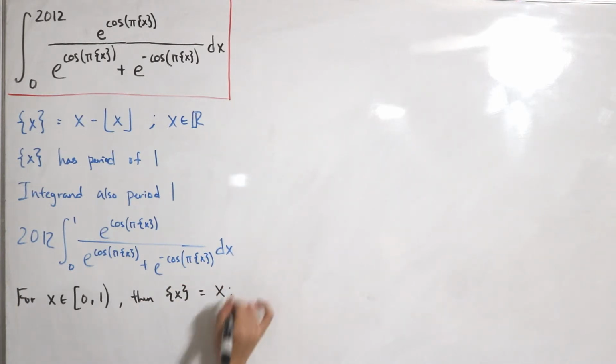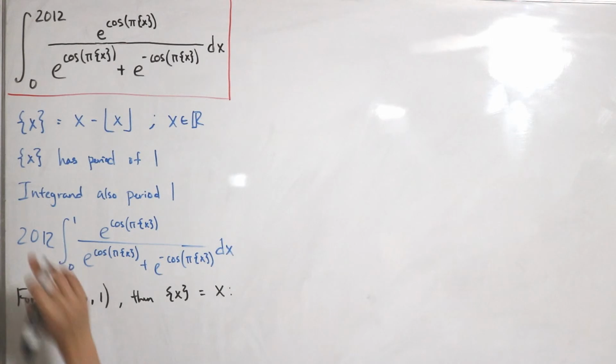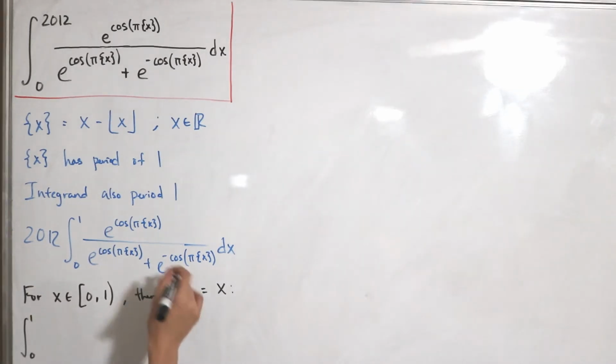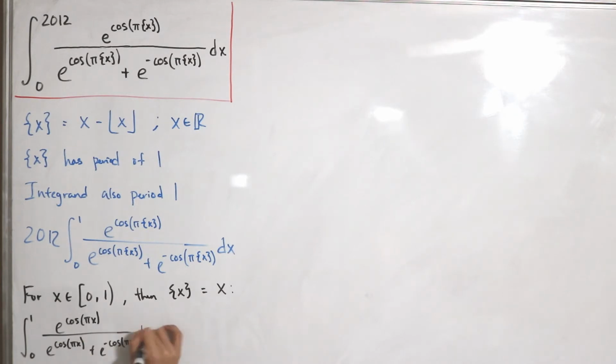And with this, now we can rewrite things a little more simply for our integral. We're going to disregard the 2012 for now and just focus on evaluating this integral from 0 to 1. If I plug x back in for the fractional part, we have e to the cosine of pi times x, divided by the same thing, cosine of pi times x, added with e to the negative cosine of pi times x, followed by dx.